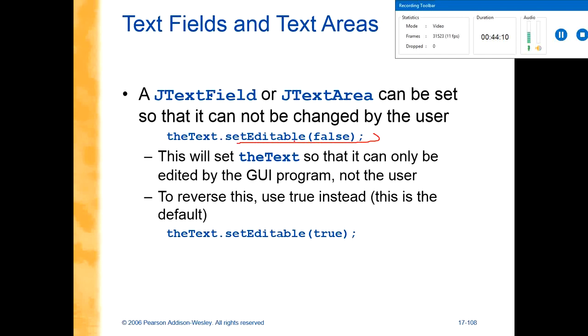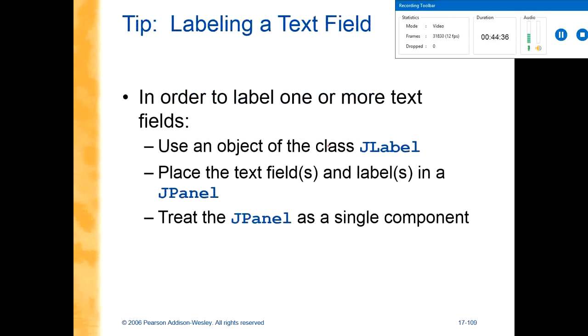Now set editable property can be used with both JTextField and text areas. So this will set the text so that it can only be edited by the GUI program. If it is set to true, which is actually the default, you can make changes in the text field or the text area. If it is set to false, you cannot make changes. We did it in the previous program, previous lecture.